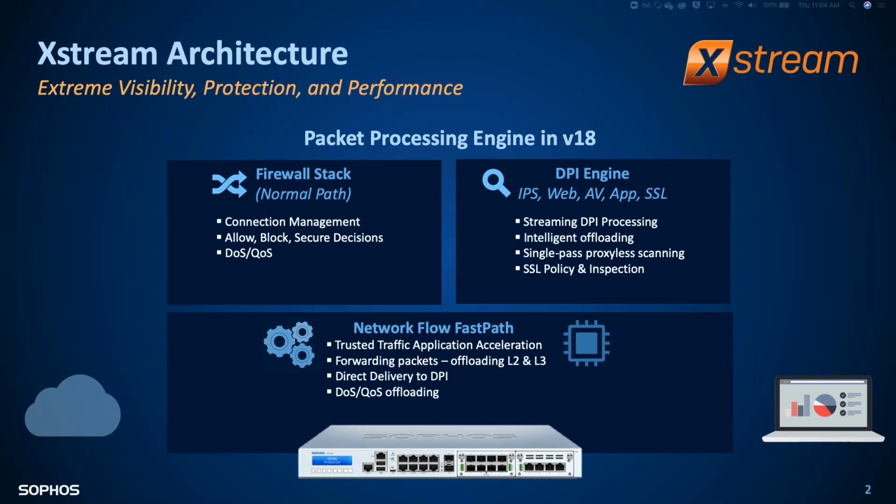The new DPI, or Deep Packet Inspection, Engine provides all the security scanning in V18. That includes IPS, web, antivirus, application control, and SSL. And the last component here is the network flow FastPath that can help accelerate the traffic through the system at line speeds.